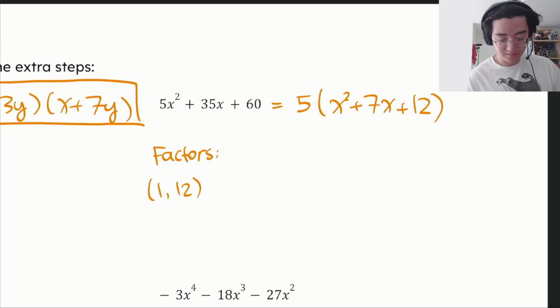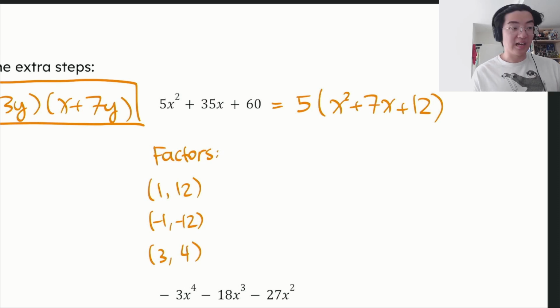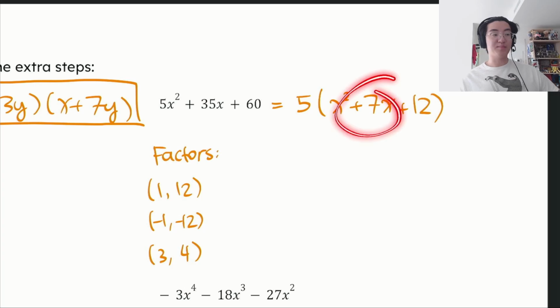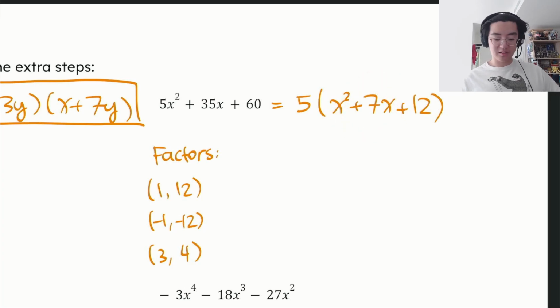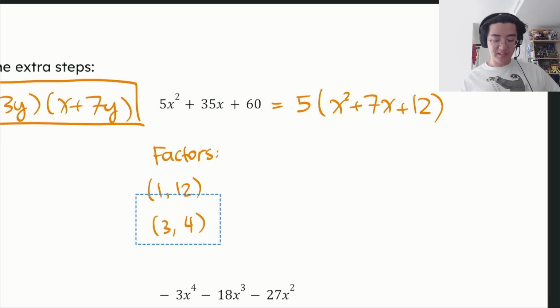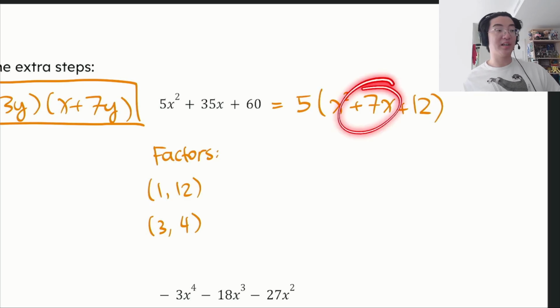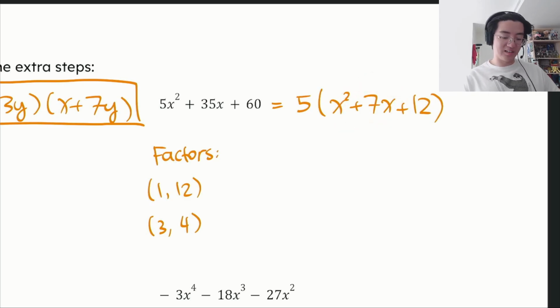1 and 12. -1, -12. And actually, as we've probably seen in a few examples by now, because this middle number is positive, we actually don't really care about the negative factors. Because if we have -1 times -12 or negative any number, it will always add up to a negative number. So the moment we see that this number here is positive, we actually don't have to worry about the negative factors at all. And just a little shortcut that you can use.